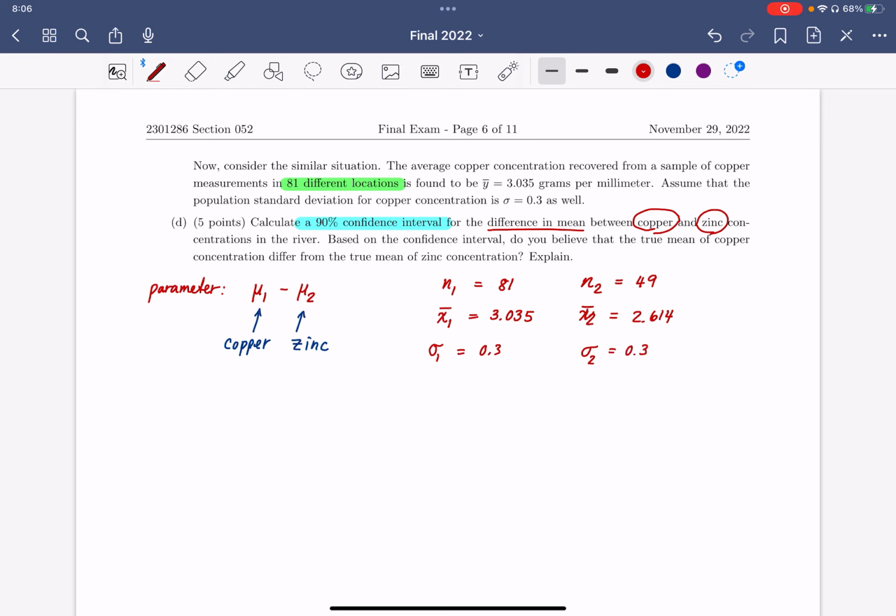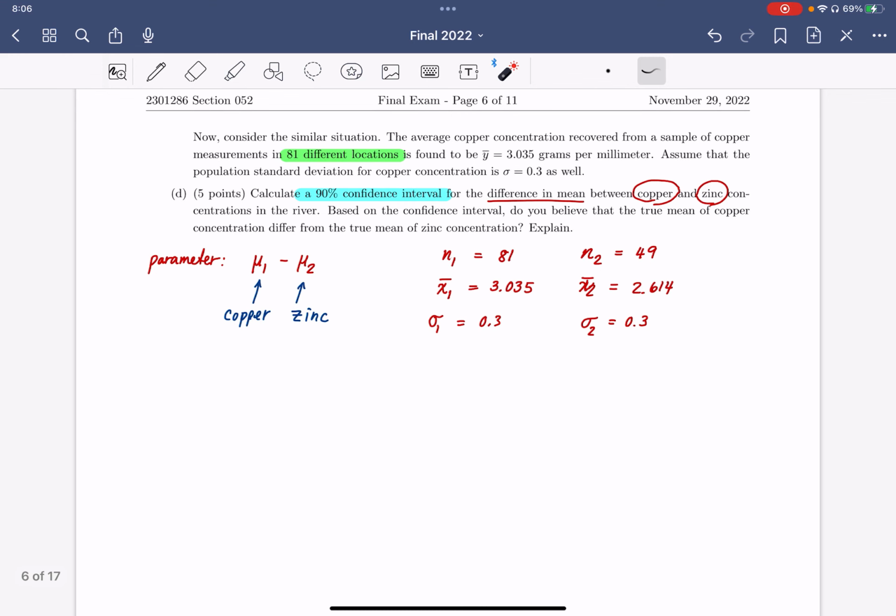All right, so it's a little bit odd on this question because we want to build a 95% confidence interval for the difference in mean between copper and zinc. So you can do it both ways. If you want to do copper minus zinc, you're going to get the same answer as me. But if you want to do zinc minus copper, that is totally fine too. It depends on you. But for this question, I'm going to do copper minus zinc, okay? If you want to do zinc minus copper, that is totally fine too.